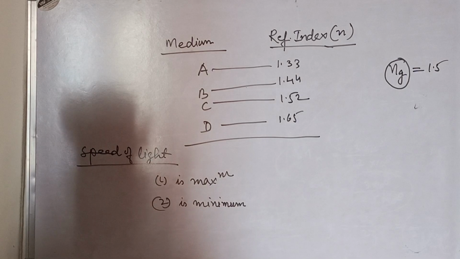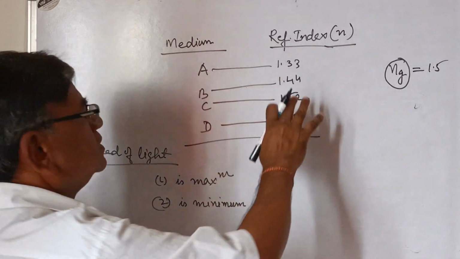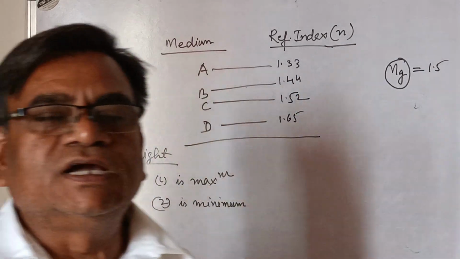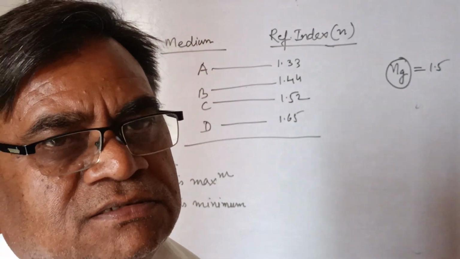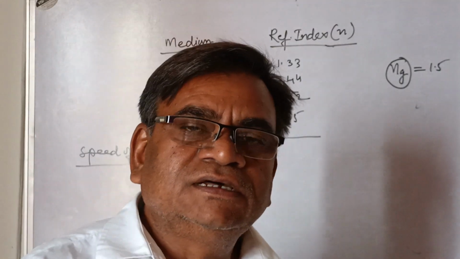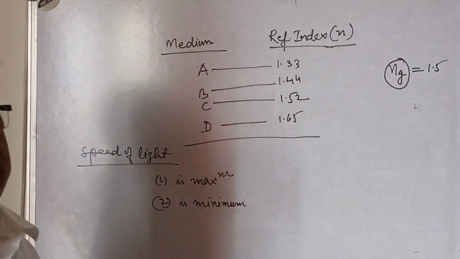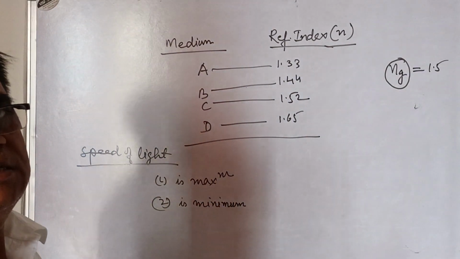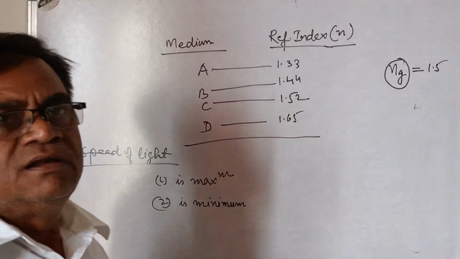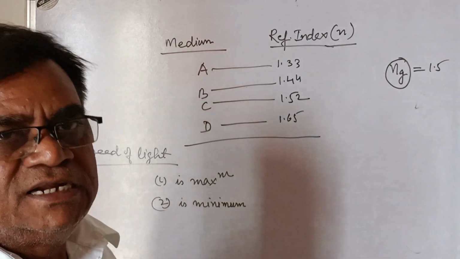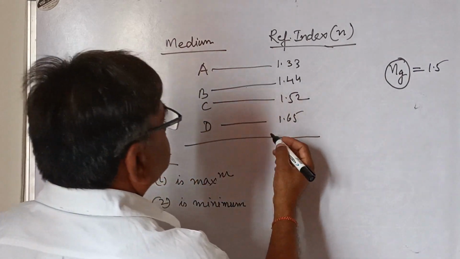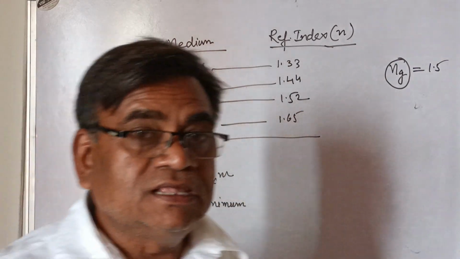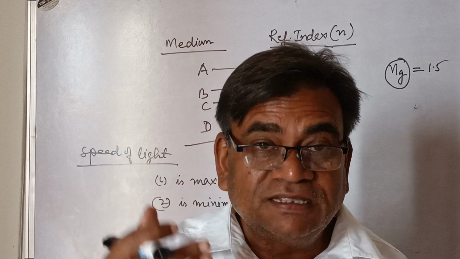Now you see, the greater the value of refractive index, the more dense is the medium. The medium will be more dense. Higher the value of n, higher will be the optical density of the medium. And the higher the optical density, lesser the speed of light.